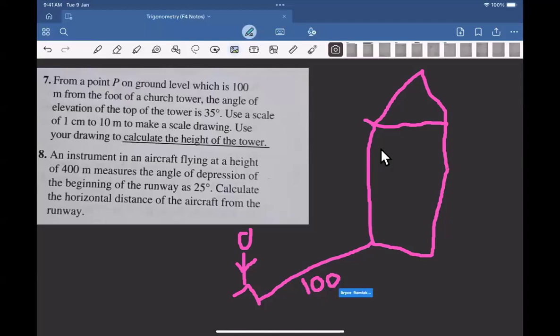All right, and what's the other piece of information? So 35 degrees elevation. Now, if it's elevation, are you looking up or looking down? Up. Right. So the person will be looking up at what? The church tower.